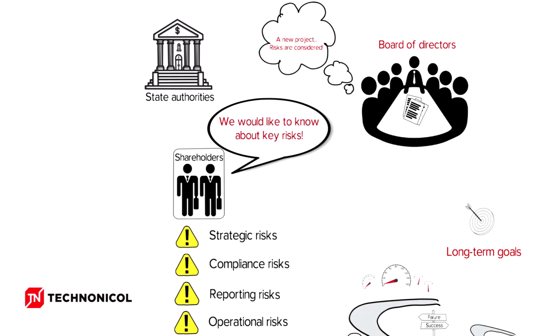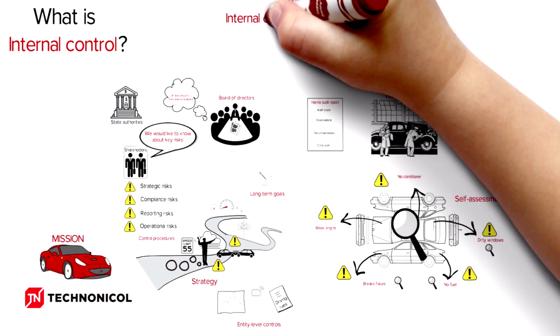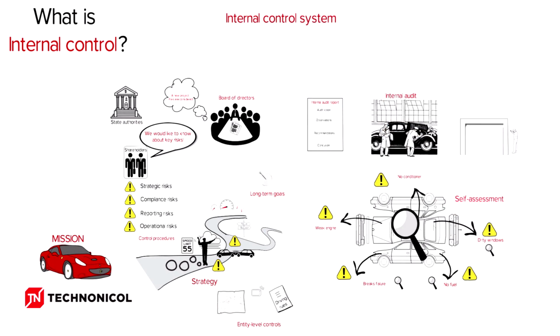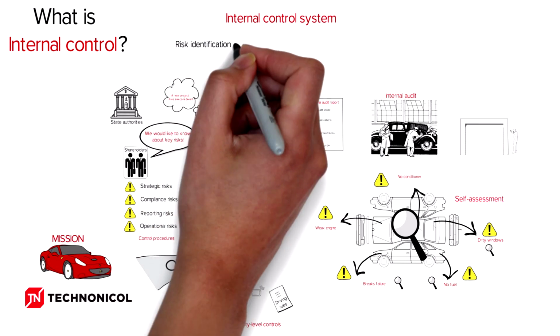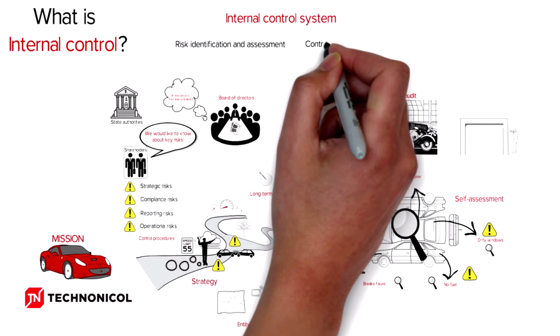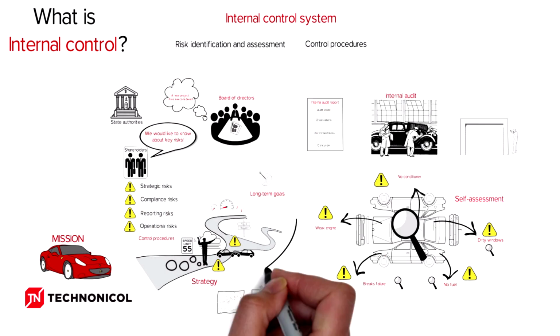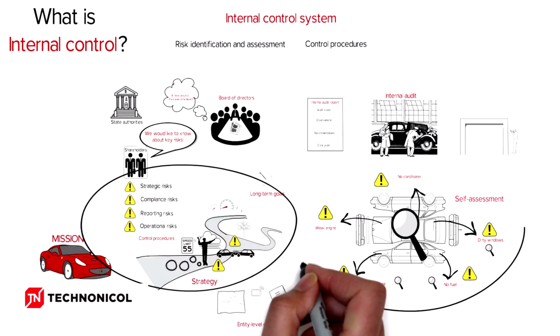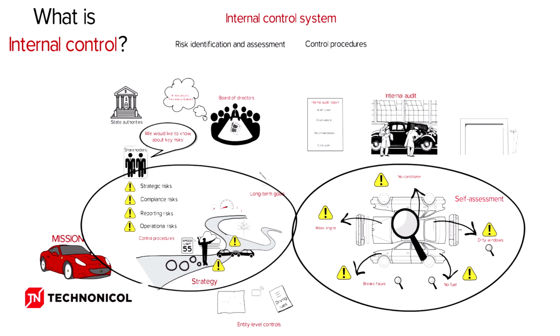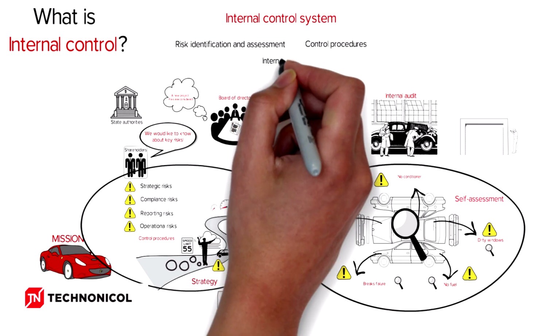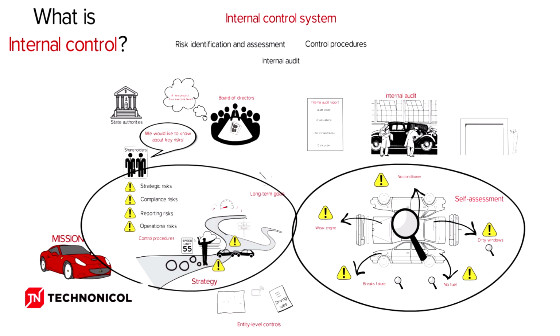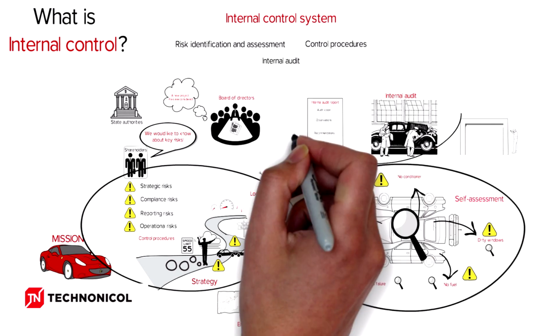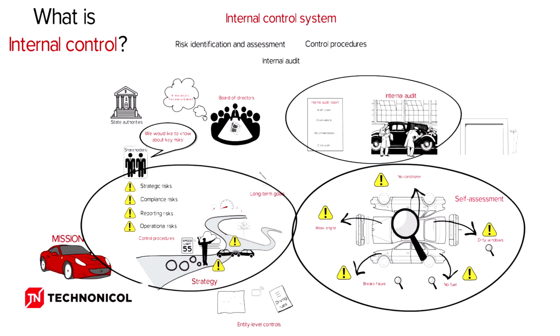the company's development. So, internal control includes risk identification and assessment, control procedures design and operation, including all types of control: preventive, current, and detective. While internal audit helps an organization to accomplish its objectives by bringing a systematic, disciplined approach to evaluate and improve the effectiveness of risk management, control, and corporate governance.